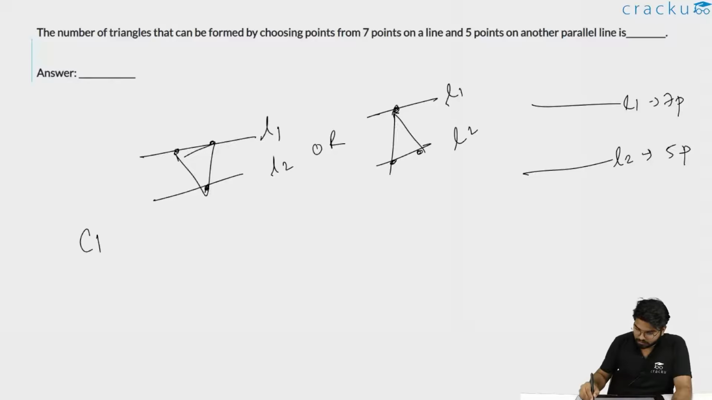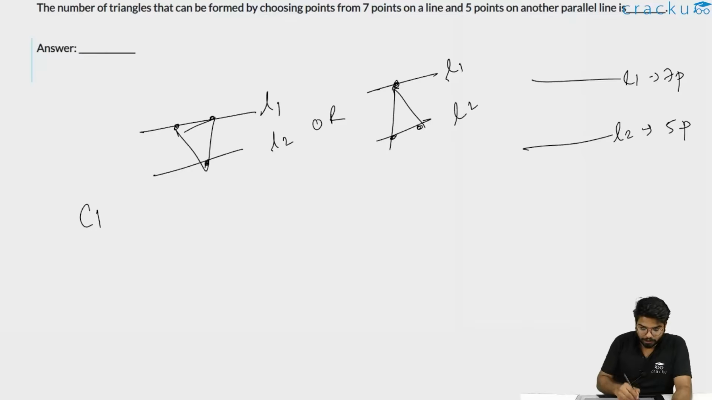In case 1, from L1 we are selecting 2 points for the triangle. L1 has 7 points. Out of those 7 points, I need to select 2 points. In how many ways can I select? 7C2 ways. Now the third point for creating a triangle, I need to select from line 2. Line 2 has 5 points. In how many ways can I select 1 point out of those 5 points? There are 5 ways only. I can select any 1 point in 5 ways, so times 5.